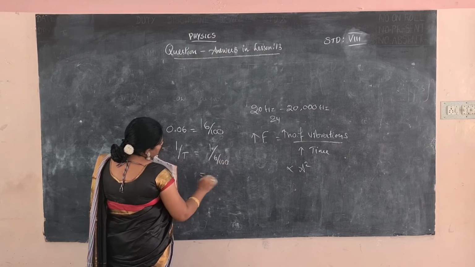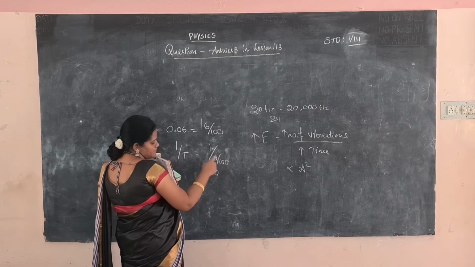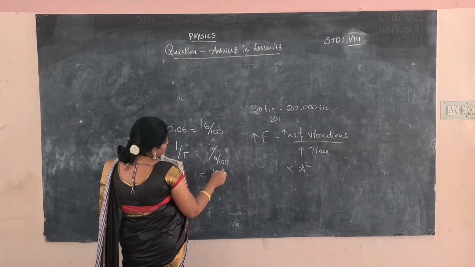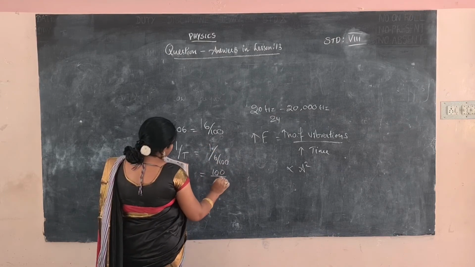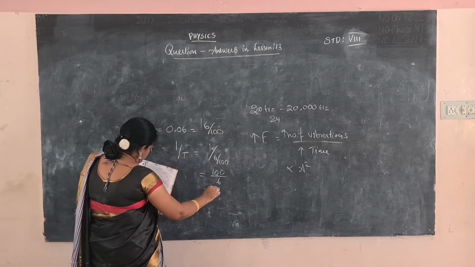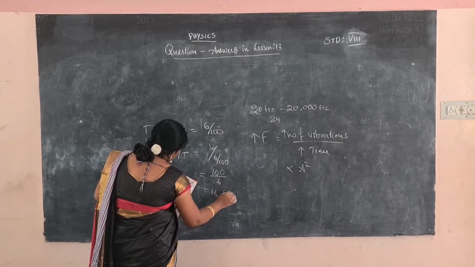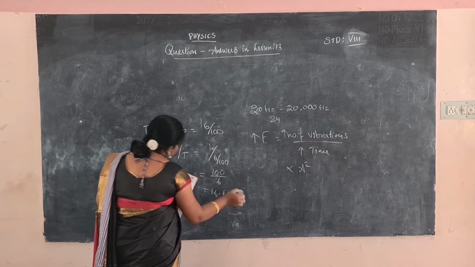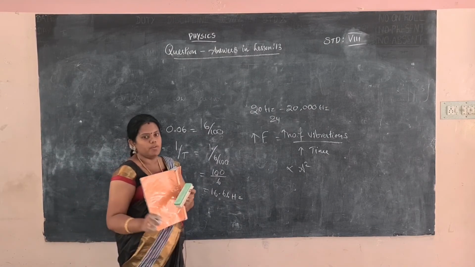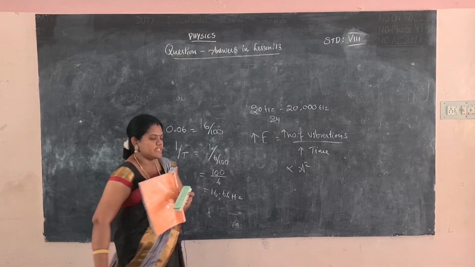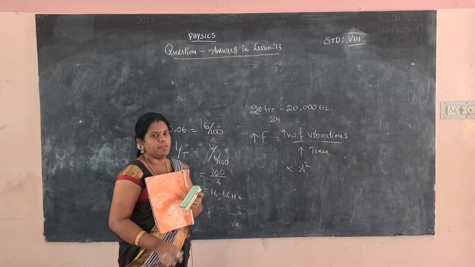So in the numerator 6 by 100 is going, the denominator 6 by 100 will be going to the numerator, 100 by 6, so it will be called 16.66 Hz. Is this the audible frequency, ma'am? No, only 20 Hz is the audible frequency, so 16.66 cannot be heard by human beings.